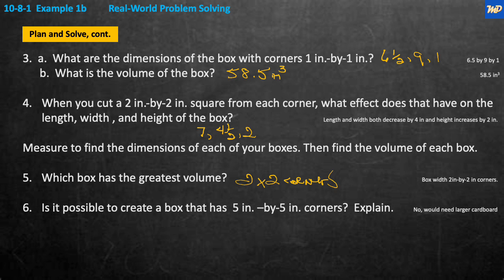Is it possible to create a box with 5 by 5 inch corners? And the answer to that is no. The reason why is because if you take 5 by 5, you're taking 10 inches, and the paper is only 8.5 inches wide, so you can't get 10 inches out of an 8.5 inch wide paper. You don't have enough material.